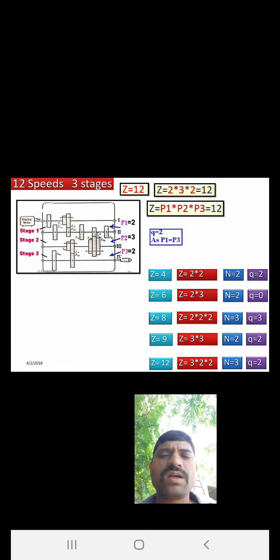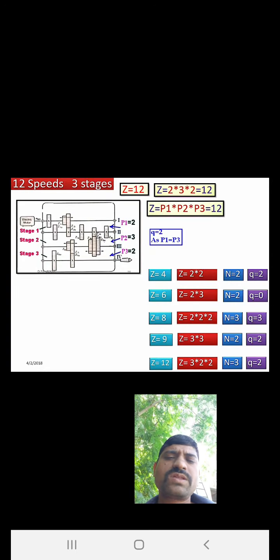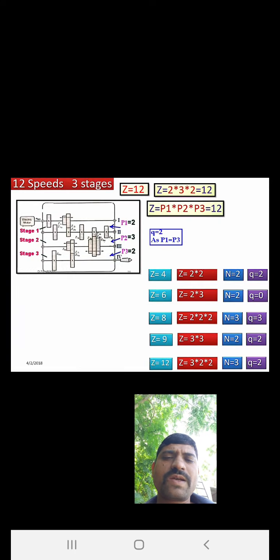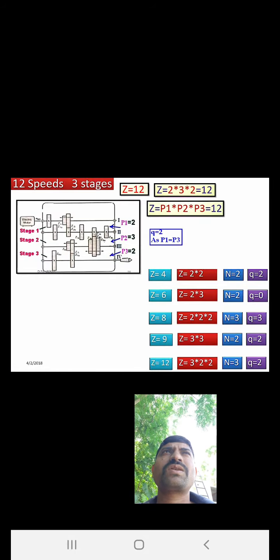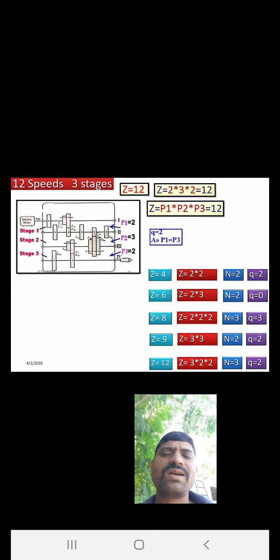How many stages? There are 2 stages, right. Q is equal to 2 because of similar speed steps. Z is equal to 6, then you will get the combination 2 into 3, again number of stages n is equal to 2. Z is equal to 8, then you will need 3 different factors, because if you take 2 and 3 only, you will get 6, but we require 8.